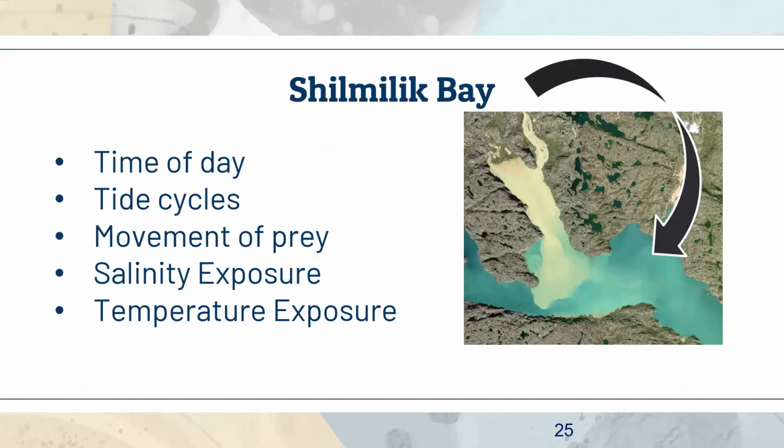So it's quite evident that they're using the estuary and the main plume, but it wasn't quite clear why they were also moving to Shimlick Bay. That eastern bay, it's about 4 to 6 kilometers away, so it's definitely traversable within a day. And so I looked at things like time of day or tide cycles, but those didn't really seem to have an impact on when the belugas were in each of the different locations. Other possible reasons could be movement of prey between the two. There might be salinity exposure, so they might be moving away from the estuary plume if there's too much freshwater exposure for whatever reason, or temperature exposure.